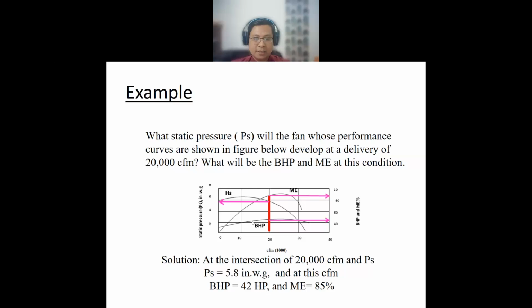So based on the CFM given, which is 20,000 CFM, this one is based on the characteristic of the fan. So we can relate it to the fan characteristic.